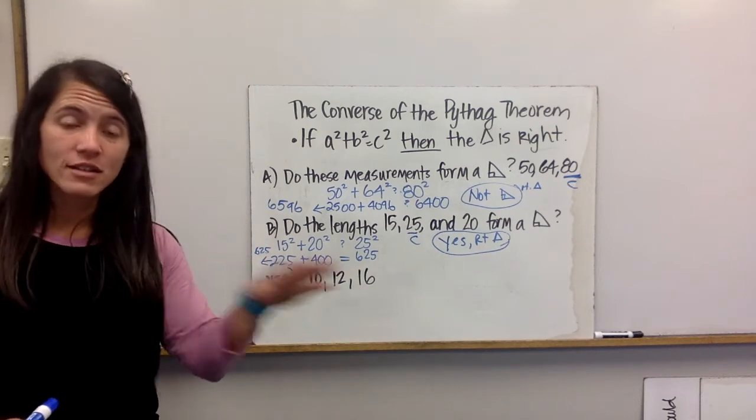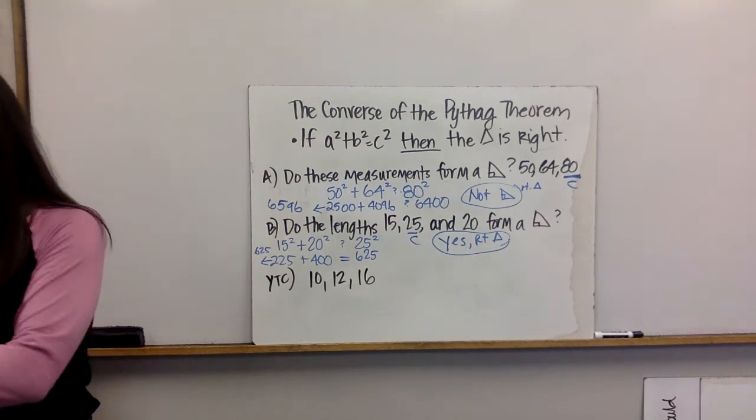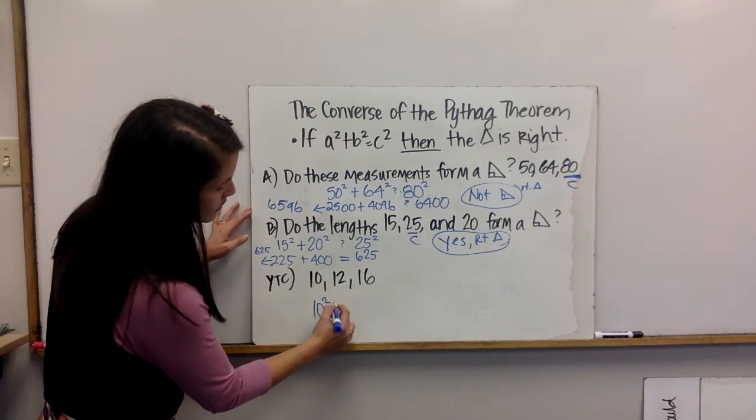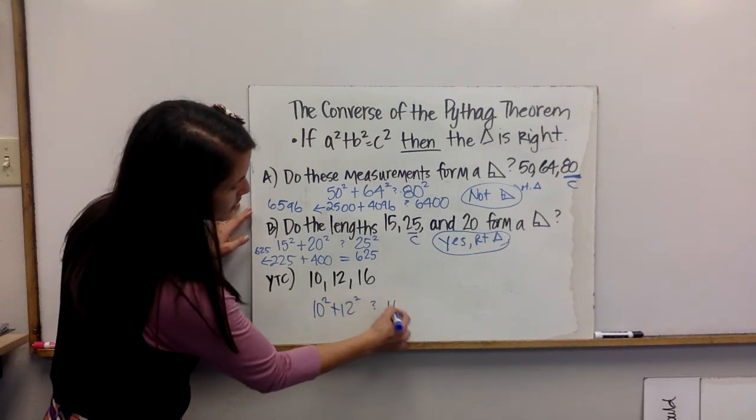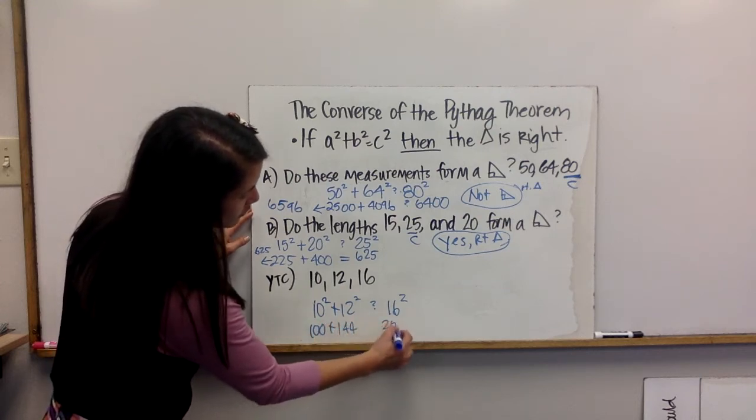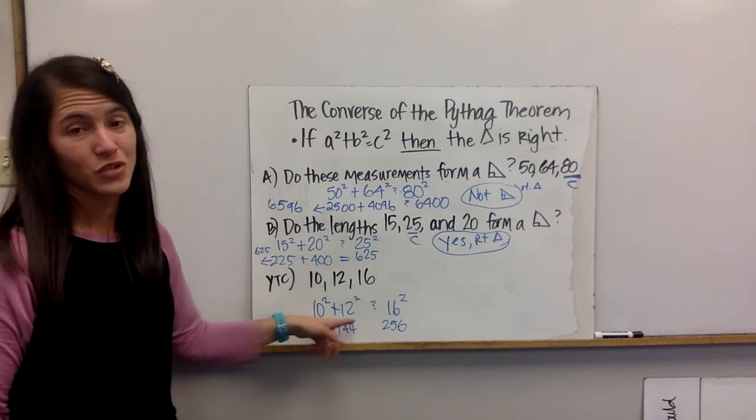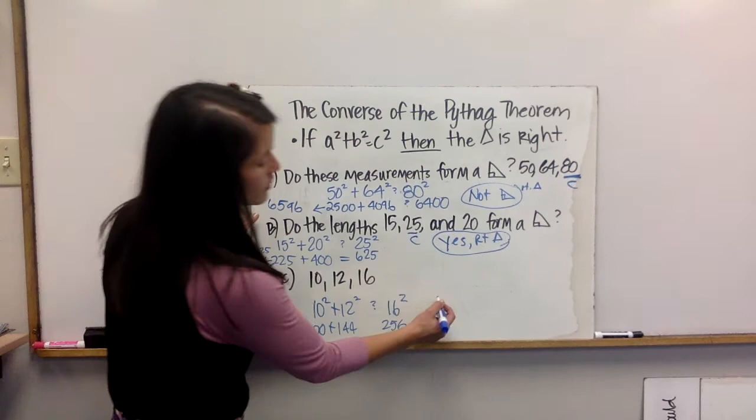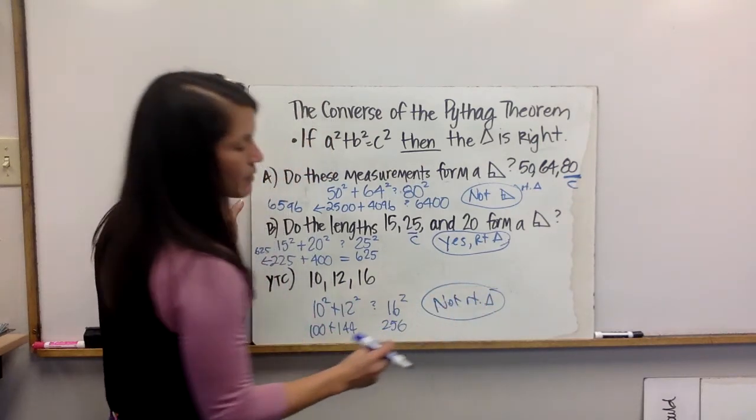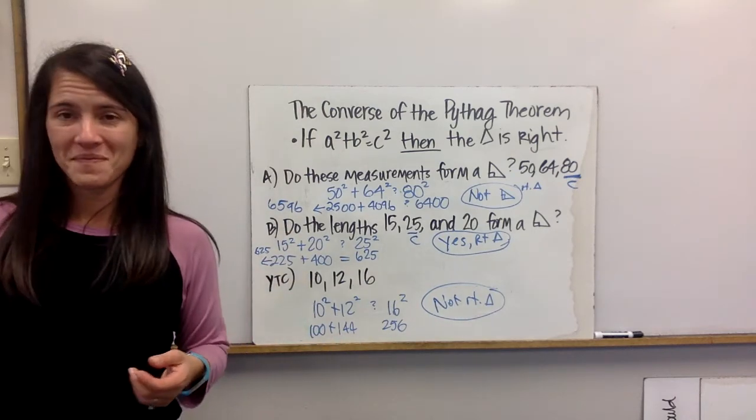You try C. Pause it. You try C, and then press play when you're ready to see the answer. Okay. 10 squared plus 12 squared, question mark, 16 squared. 100 plus 144, and this is 256. And then I can already tell 100 plus 144 is going to be 244, not 256. So the answer is not a right triangle. All right, this is not a right triangle because they do not fit into the Pythagorean theorem.